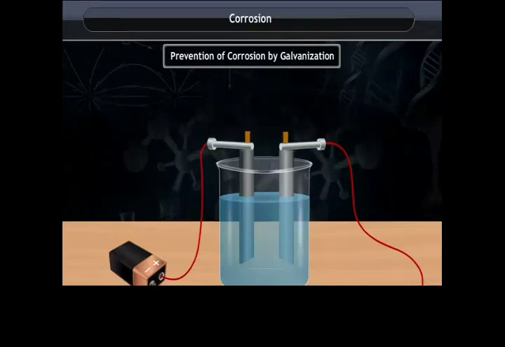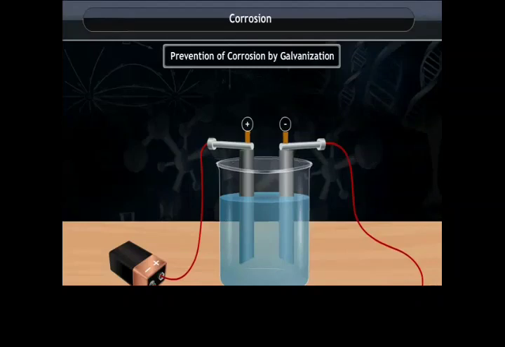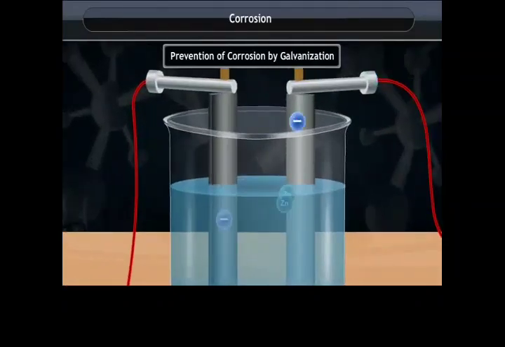Galvanization. Galvanization is a method of protecting steel and iron from rusting by coating them with a thin layer of zinc. Put the iron and zinc in the solution. Connect the iron electrode with the negative terminal of a battery and the zinc electrode with the positive terminal of the battery. When current is applied, iron gets covered with a thin film of zinc, which easily rusts, but when it is exposed to air or water, it makes a layer of zinc oxide, which protects against rusting.